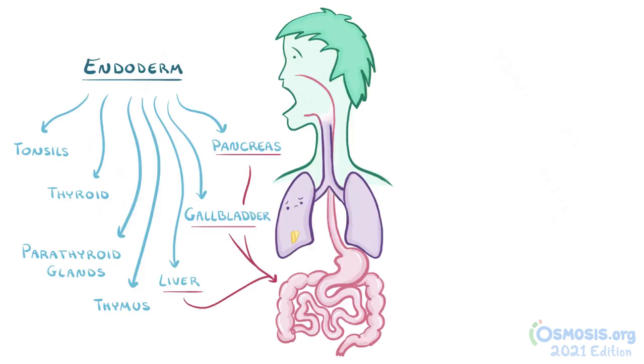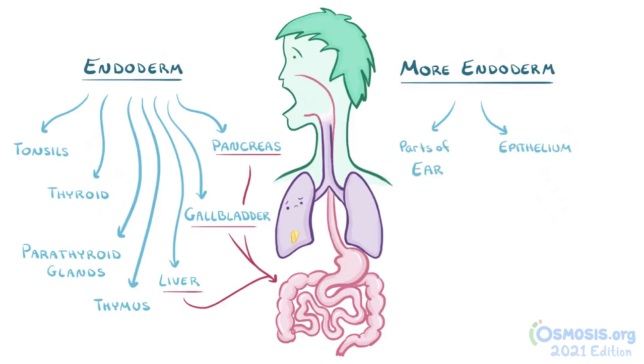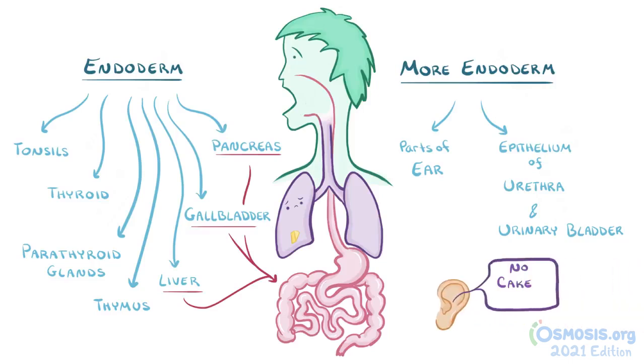Moreover, if the cake goes down the respiratory tract, it could get stuck on tissue and organs near the trachea, like the tonsils in the throat, the thyroid and parathyroid glands in the neck, and the thymus in the chest. Finally, endoderm cells also form parts of the ear, and the epithelial lining of the urethra and urinary bladder. We can remember this last section by thinking of places where you should never stick cake, like in the ear or in the urethra where it might end up in the bladder.